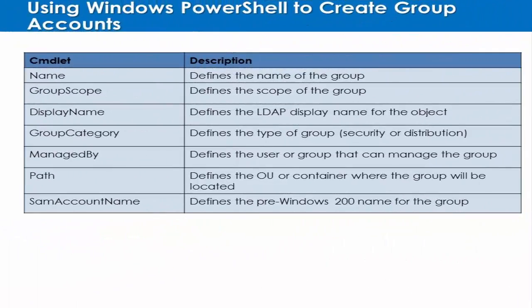Again, when it comes to actually creating the group accounts, some of the parameters, you have your name, you have the scope. Now it's officially here called group scope, which is the scope, display name, group category, which is actually the type. And even though it says category, it's what we've previously referred to as type of group, either security or distribution. You can establish who it's managed by, again, the path, and a SAM account name for the pre-Windows 2000 name for the group.